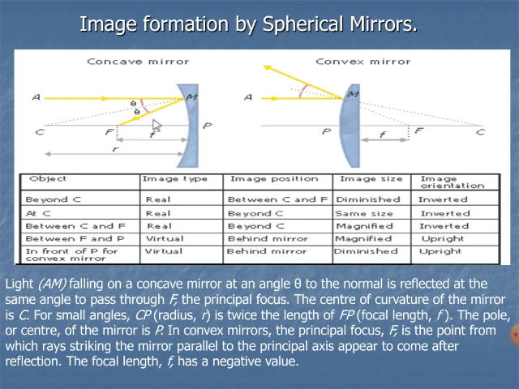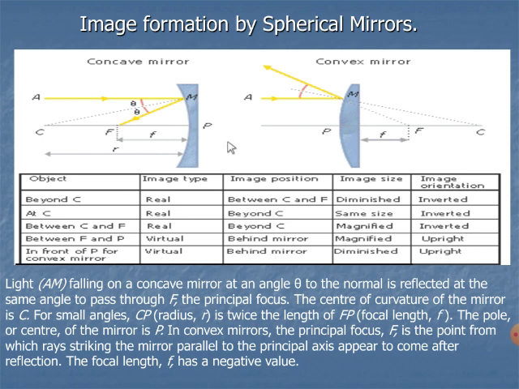Between F and P, that means between the focus and the pole of the mirror, if the object is placed somewhere here, then what happened? The image will be formed what? Behind the mirror. Okay, behind the mirror, it will form somewhere here. Got it? And the nature of the image will be what? It will be erect, virtual and magnified.